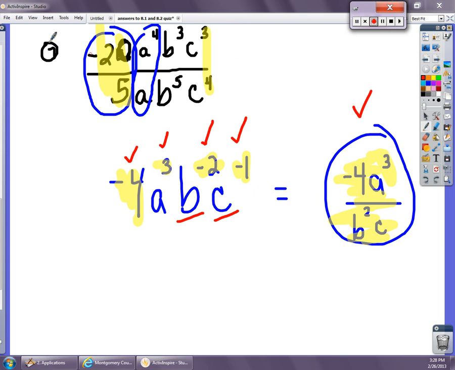All right, for this one, if you just look at my work, I divided the numbers, you get -4. I divided the a's, you get a to the third, because remember, you're subtracting. When you divide the b's, you get b to the -2nd, and c to the -1st. And then what I did was, anything with a negative exponent, not the 4. The 4 has a positive exponent. It's the number that's allowed to be negative. So anything with a negative exponent goes to the bottom, and here's my final answer.